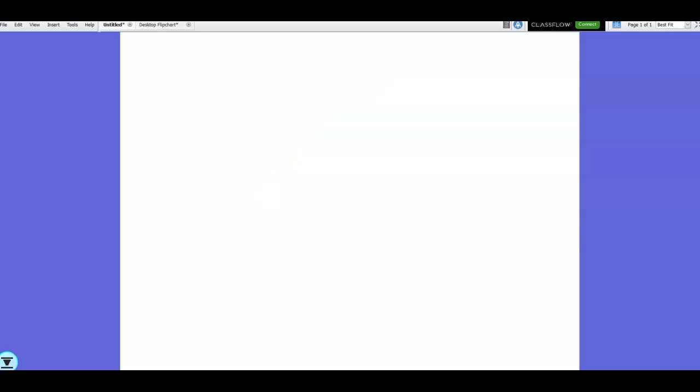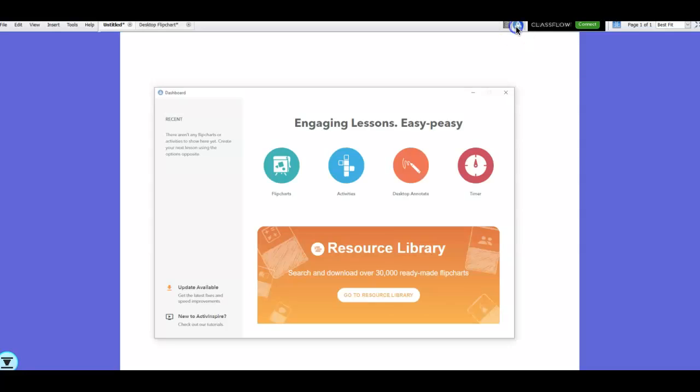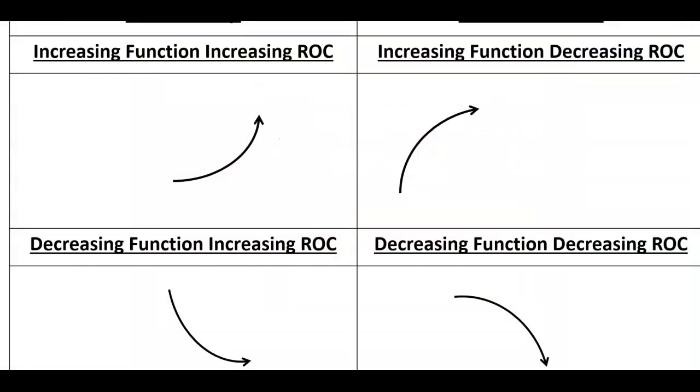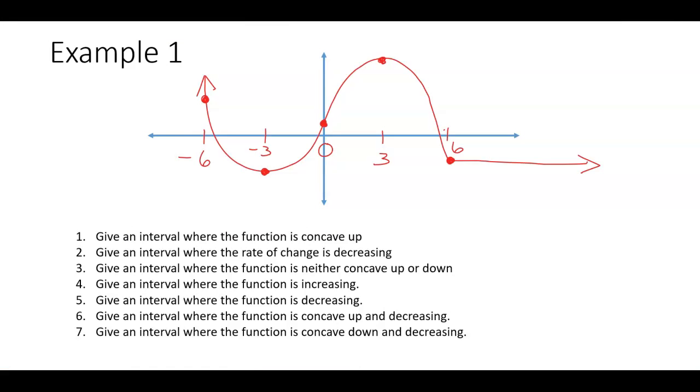All right. So I think you guys have got it there. At least I've tortured it as much as I'm going to torture it for now. All right. So now that we've got that, let's move on to a question now. Example 1. Give an interval where the function is concave up.